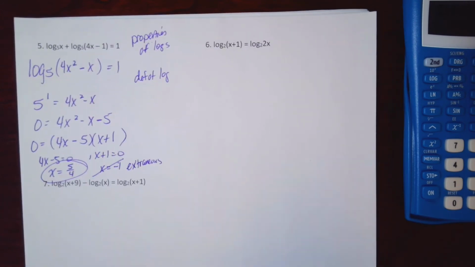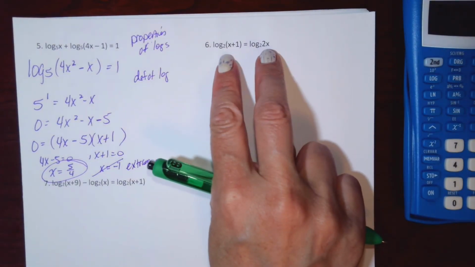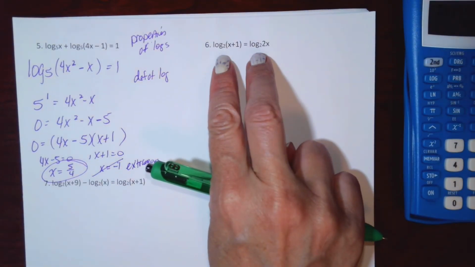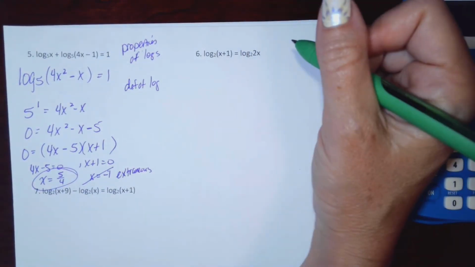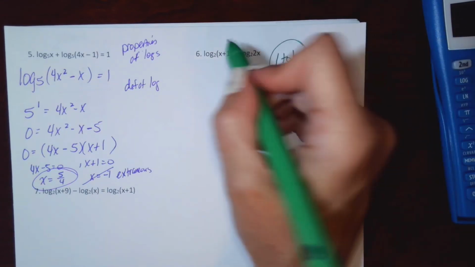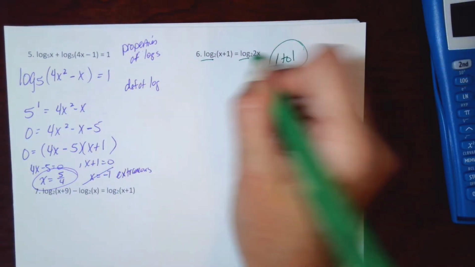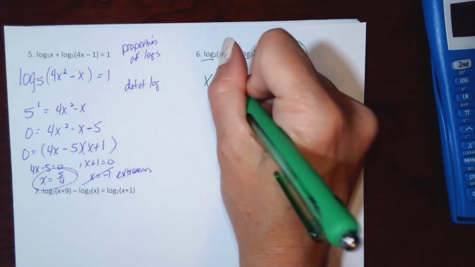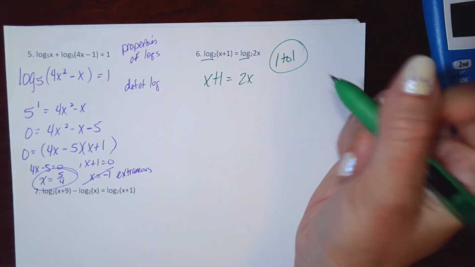Alright, number 6. I have two log statements on opposite sides of my equation. That's all I've got going on, and they have the same base. This is a great opportunity to use our one-to-one property. The log statements are the same. I can say that the arguments are equal, and then I just solve for x.